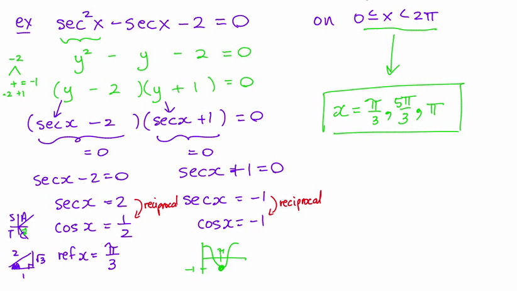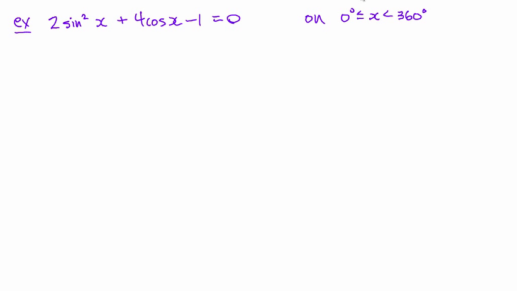Great, let's move on to the next one. Okay, we're stepping up the level quite a bit here with this one. 2 sine squared x plus 4 cos x minus 1 equals 0. You'll notice that I don't have the same trig ratios in here.